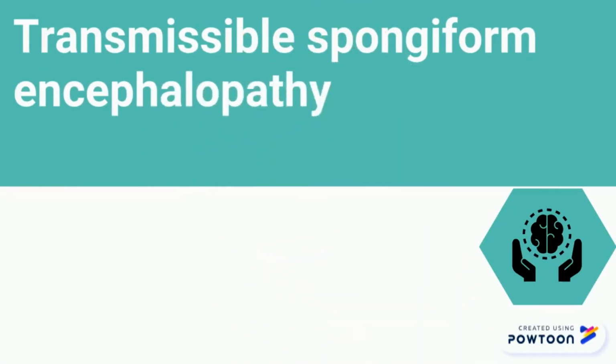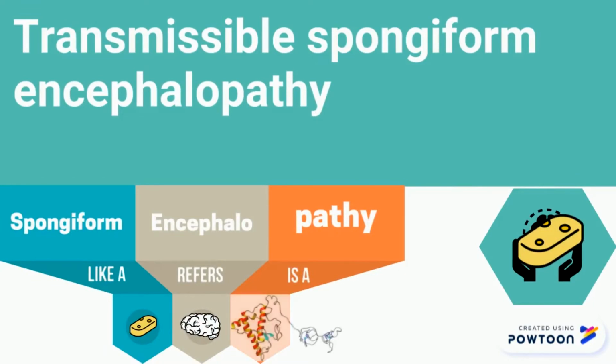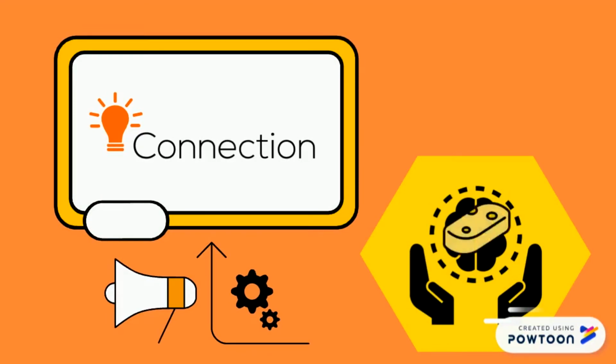Before we dive in, I would like to explain the term transmissible spongiform encephalopathy. This term can be broken down into three words: spongiform, which is like a sponge, encephalo, which refers to the brain, and pathy, which is a disease process. To connect this with CJD, it belongs to this family of human diseases because affected brains become like a sponge.